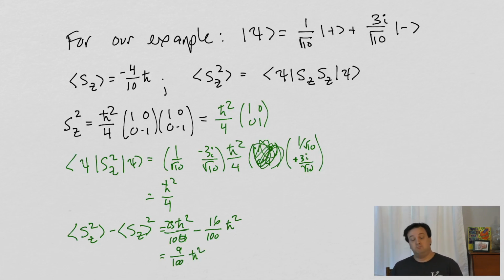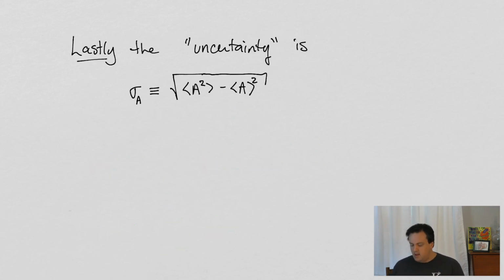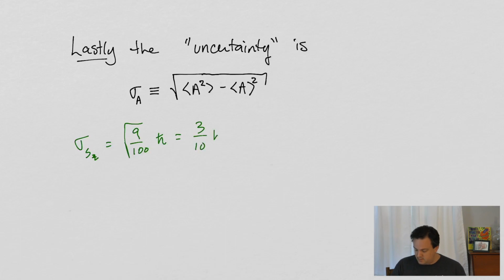Huh. Well, that's something. Although its units aren't right? So the variance is an important quantity of how far away things are, but it has units of h bar squared. If I want to compare that to the mean, there's this idea of calculating the standard deviation, actually calculating the uncertainty, which is the square root of this. So let me just finish doing it for this operator. It's going to be the square root of 9 over 100 times h bar. Square root of 9 is 3, square root of 100 is 10, so 3/10 h bar, right?